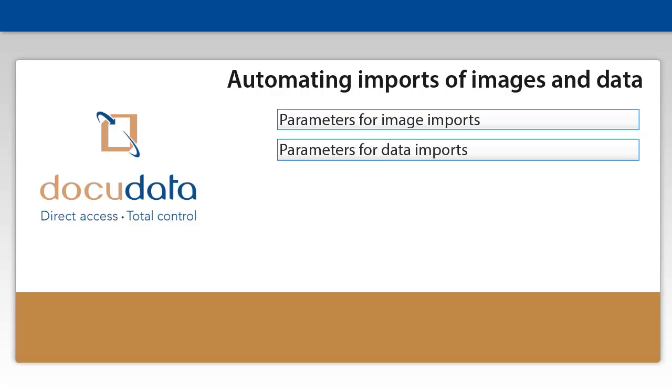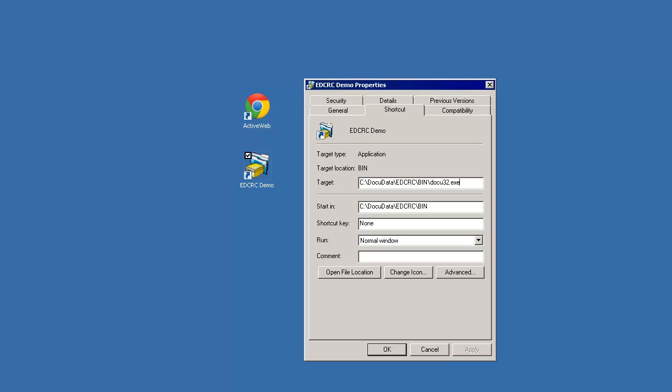Next, we will take a look at how we can automate the import of images and data by using command line parameters. Command line parameters modify how a program functions by providing it with additional information about what you want to do. You can create a new shortcut for yourself by copying and adding an existing one. Then, right-click on the shortcut and view its properties. That brings us to this window here, where we will type in the additional values.